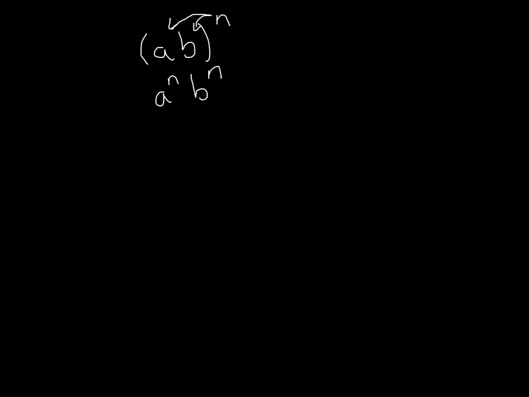So let's say, for example, you had, here they have 2x to the third power. Basically what this means is you're going to put the 3 with both parts of it, right?